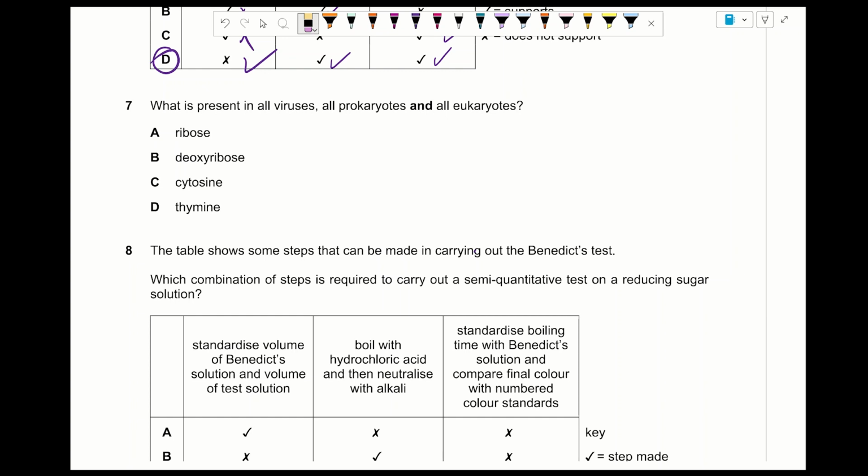Question number 7. What is present in all viruses, all prokaryotes, and all eukaryotes? A. Ribose sugar. So, ribose is a pentose sugar found in the nucleotides of RNA only.